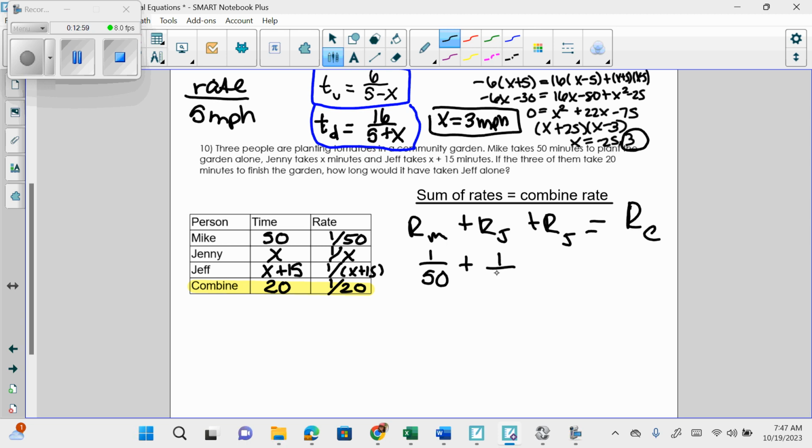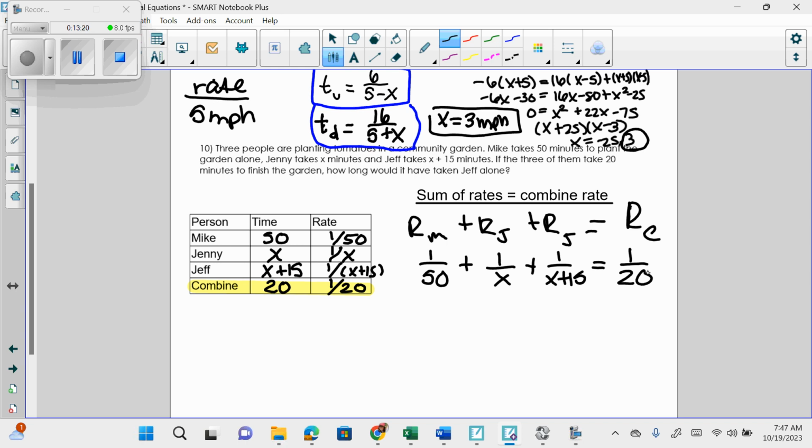Jenny's rate is 1 over x, and Jeff's is 1 over x plus 15, and their combined rate is 1 over 20. Again, now we have a rational equation, so now we can solve this equation for x.